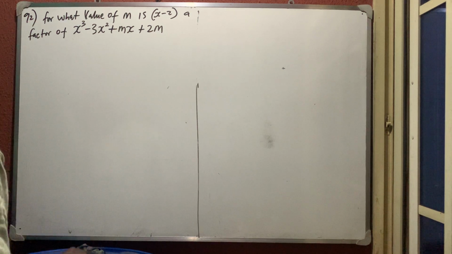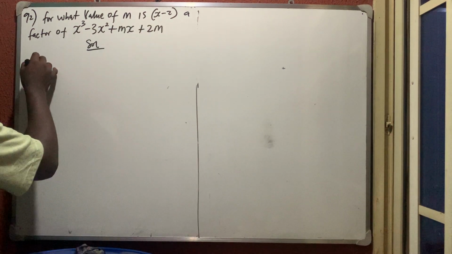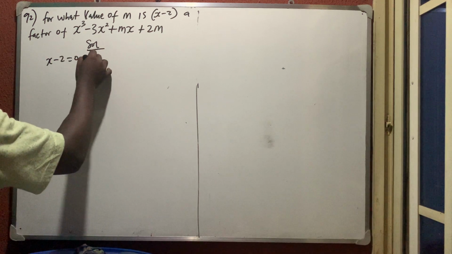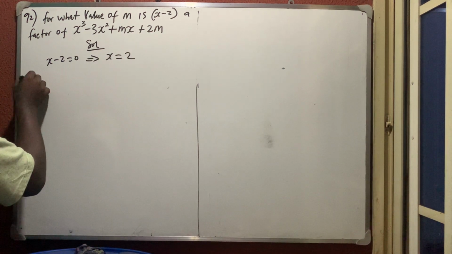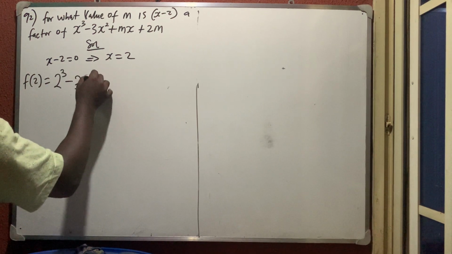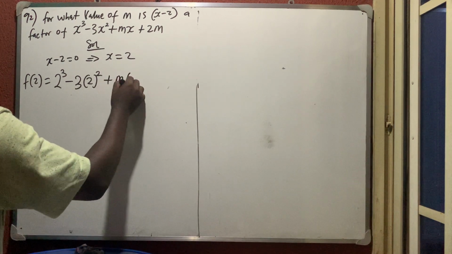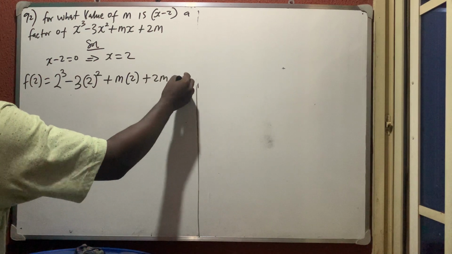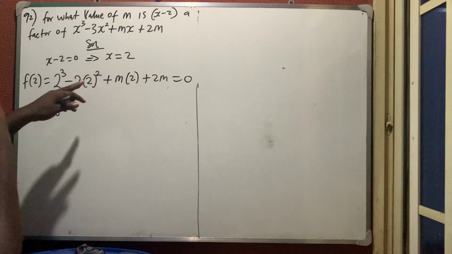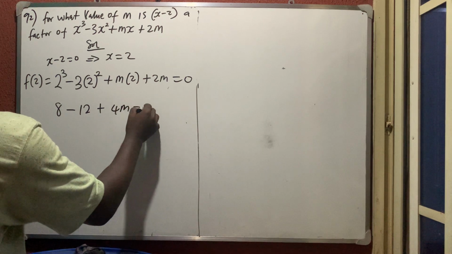Okay? Solution. Very simple. Now, if this is a factor, it means that the remainder is 0. So I'll say that x minus 2 is equal to 0, which implies that x is equal to what? 2. So f of 2 is equal to 2 raised to power 3 minus 3 into 2 raised to power 2 plus 2m into 2, then plus 2m is equal to 0, since it's a factor. So I'm having 8 minus 4 times 3, 12 plus 4m is equal to 0.